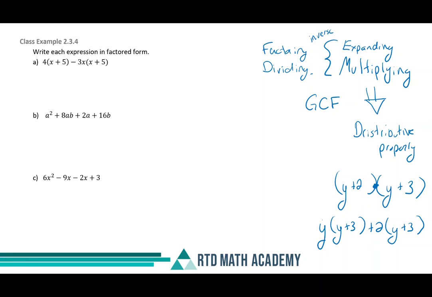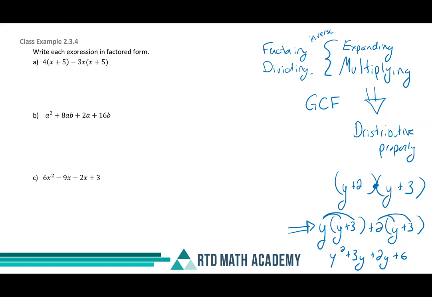And then what we did is we took y times y and y times 3. That was y squared plus 3y. Then 2 times y and 2 times 3, we got 2y plus 6. And we can go ahead and collect those nice like terms in the middle, and we would get y squared plus 5y plus 6. Okay?